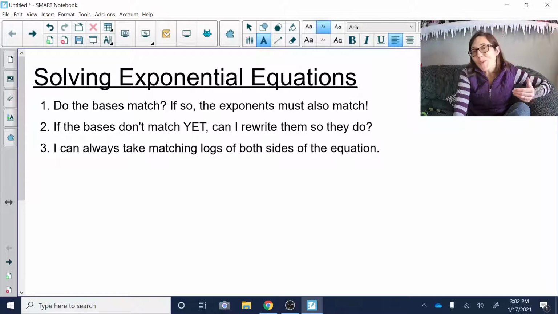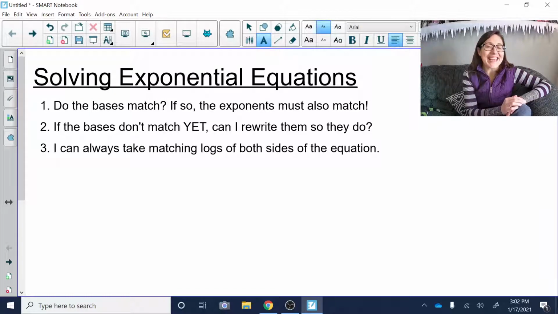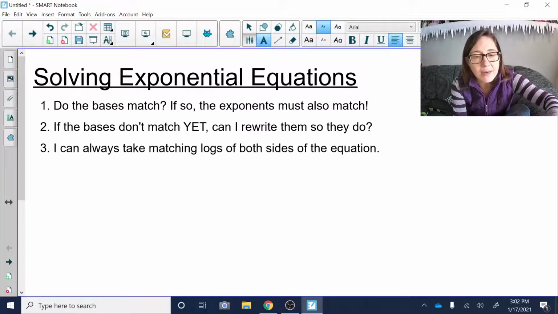But now that you know that logarithms are the inverse operation of an exponential, we will be able to solve them algebraically. So that's what we're going to do today. I have three questions here for the three different levels that you'll see with exponential equations. First of all, you want to check and see if your bases match. Because if your bases match, this is going to be easy, because if the bases match, the exponents also have to match. So that would look something like this in a problem.